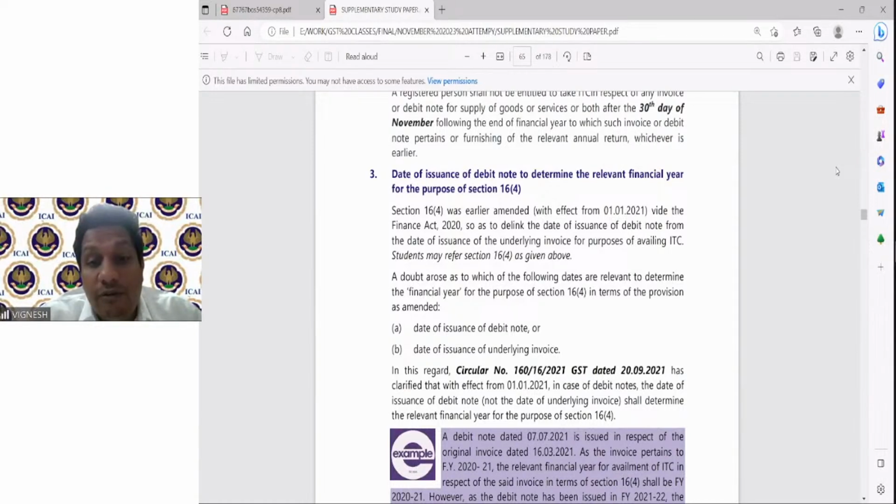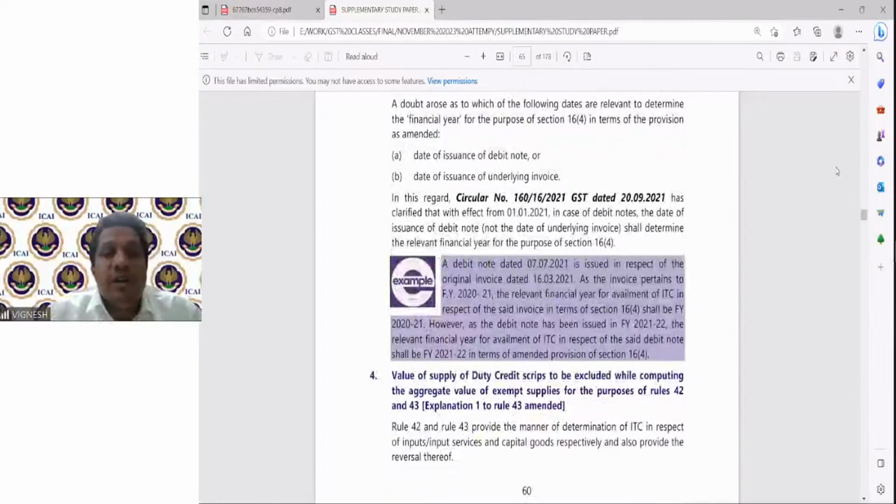So which financial year do you have to take? Which of the following dates is to be taken for the financial year? Is it the date of issuance of debit note or date of issuance of underlying invoice? In this, it is very, very clear. The date of issuance of debit note shall be taken for the relevant financial year for the purpose of 16 subsection 4. So whenever you are issuing the debit note, that particular date has to be taken for determining the relevant financial year. Example, debit note is raised on 7th July 2021 in respect of original invoice dated 16th March 2020. In that case, the debit note is in 2021, so the relevant financial year shall be 2021 for claiming the input tax credit.